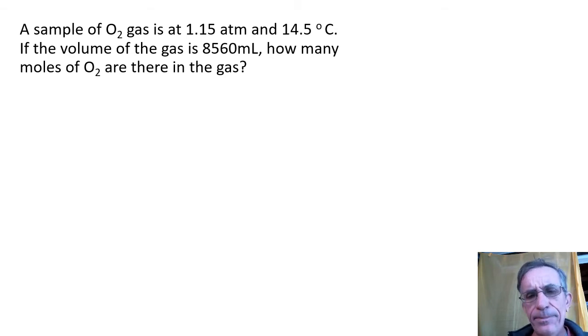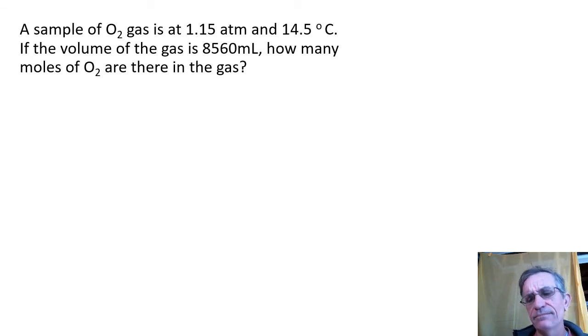It says a sample of oxygen gas is at 1.15 atmospheres. So that sounds like a pressure, right? At 1.15 atmospheres and 14.5 degrees Celsius. If the volume of the gas is 8,560 milliliters, how many moles of oxygen are in the gas? So a sample of oxygen gas is at 1.15 atmospheres and at 14.5 Celsius. If the volume of the gas is 8,560 milliliters, how many moles of oxygen are in the gas?